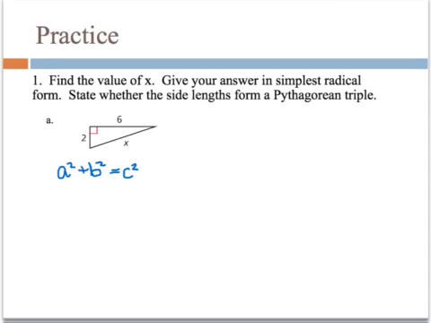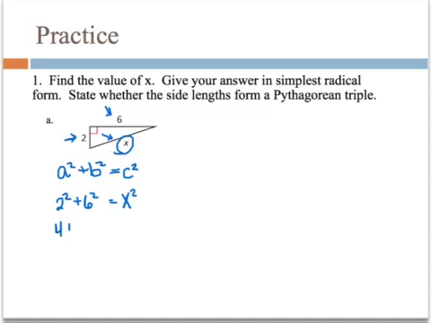So let's start by identifying c. Now c is the longest side in your triangle. It's always going to be the side that's opposite of your 90-degree angle. So you start by finding your 90-degree angle and go opposite of that. That's going to be c. So I'm going to put x in for c. And then the 2 and the 6, those are going to go into a and b. So I have 2 squared plus 6 squared equals x squared.